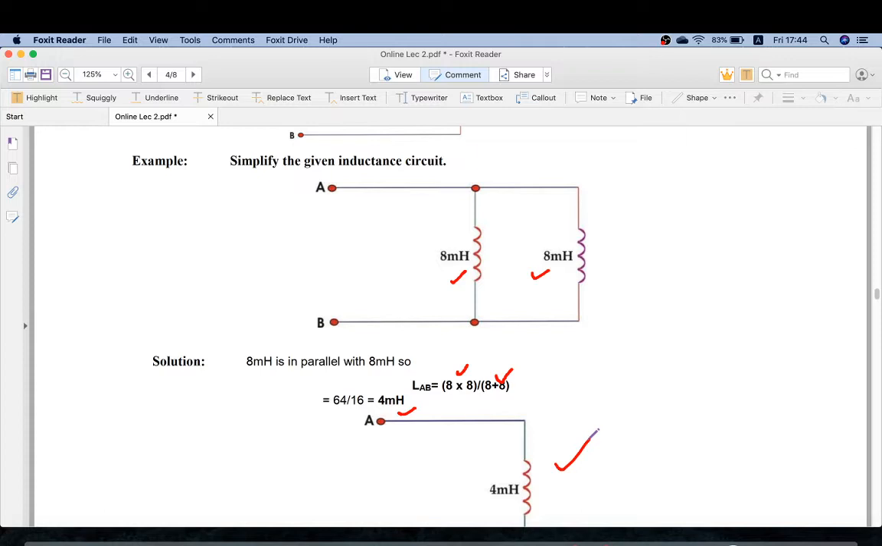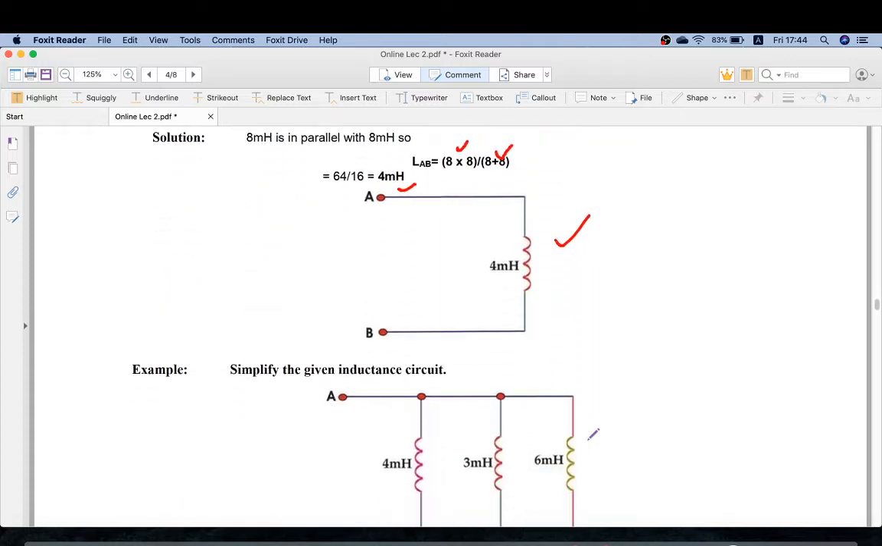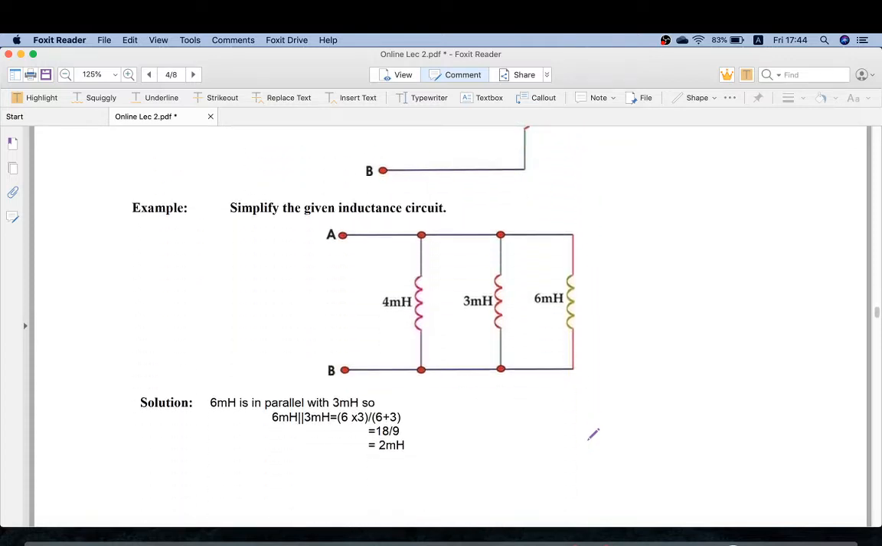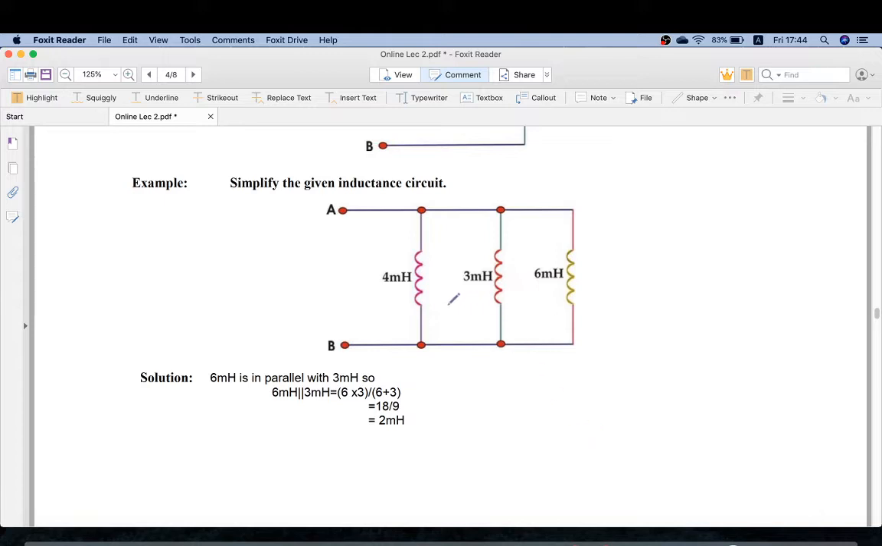Inductance in series and inductance in parallel is the same as resistance in series and resistance in parallel. So here we have 3 inductors, with values 4, 3 and 6. First we will solve 6 and 3. So 6 into 3 divided by 6 plus 3. Our final answer will be 2.